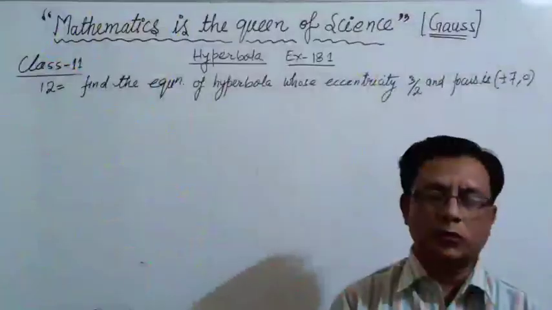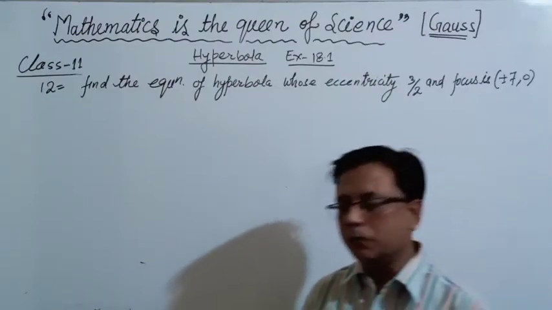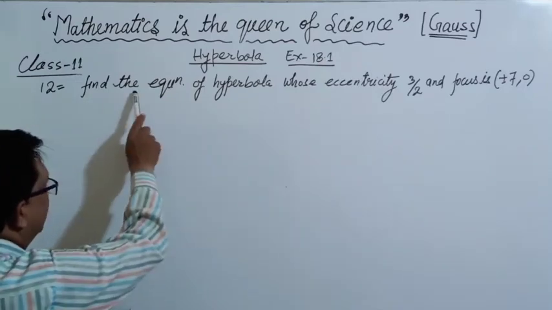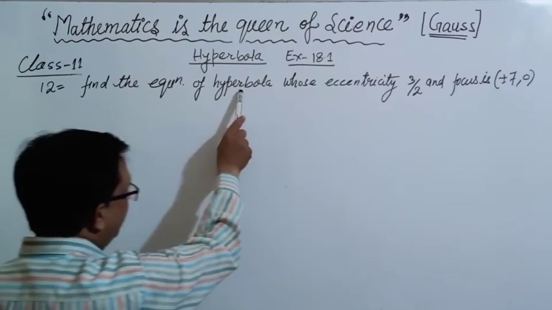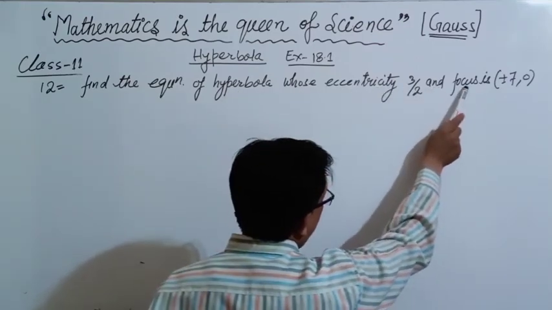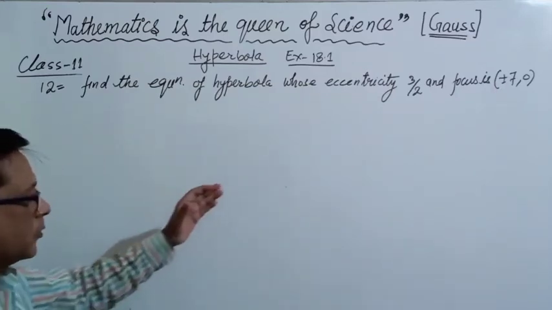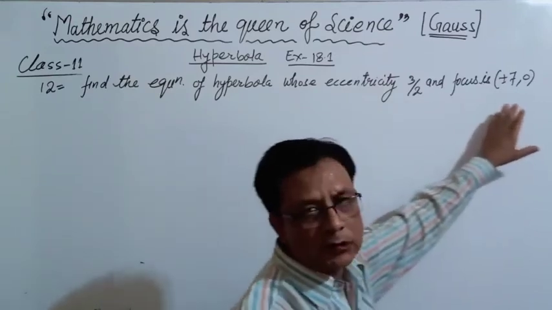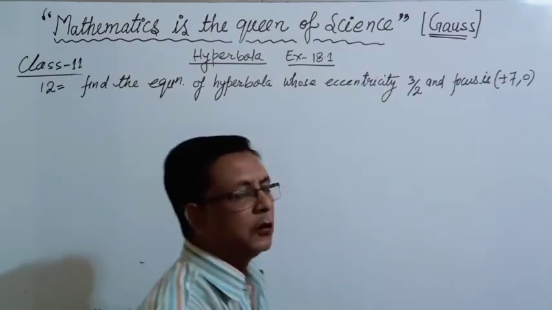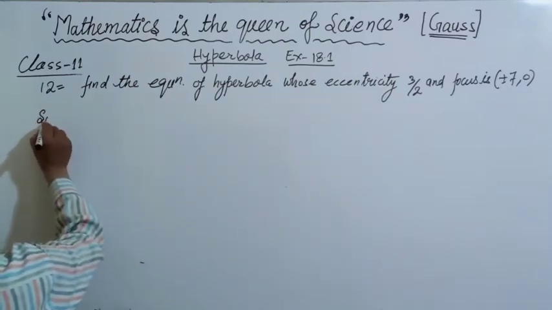Student, we move to question number 12 of the exercise. First we read the question for you. Question number 12 is: find the equation of hyperbola whose eccentricity is 3/2 and foci are plus minus 7, 0. In this question eccentricity and foci are given, then we are going to find the equation of hyperbola. So student, first we write the given things. Here is the solution.